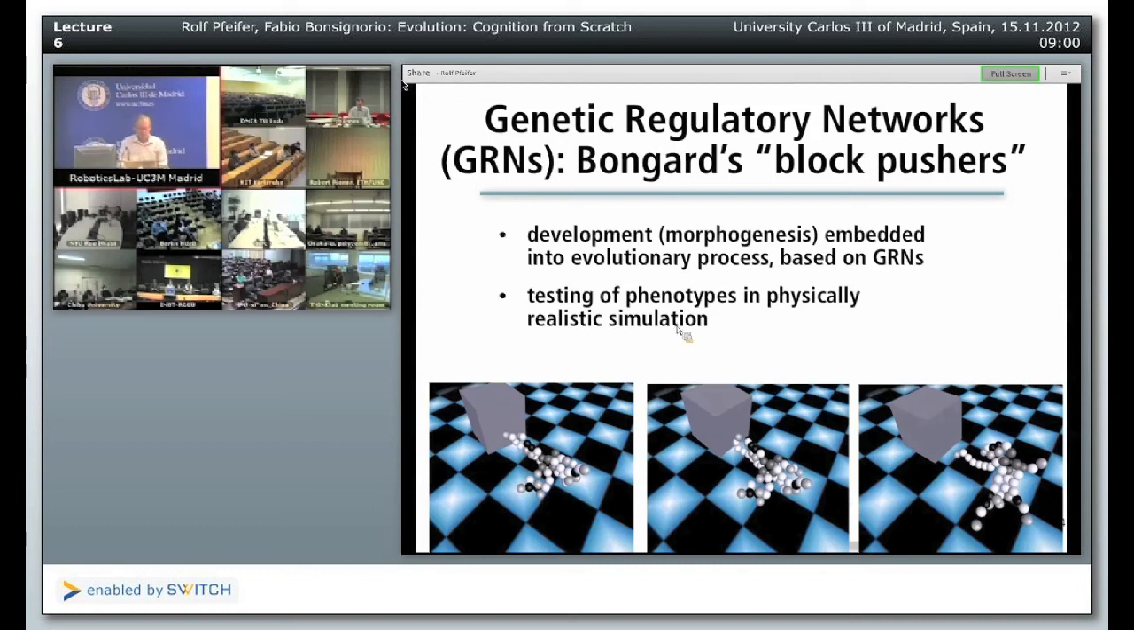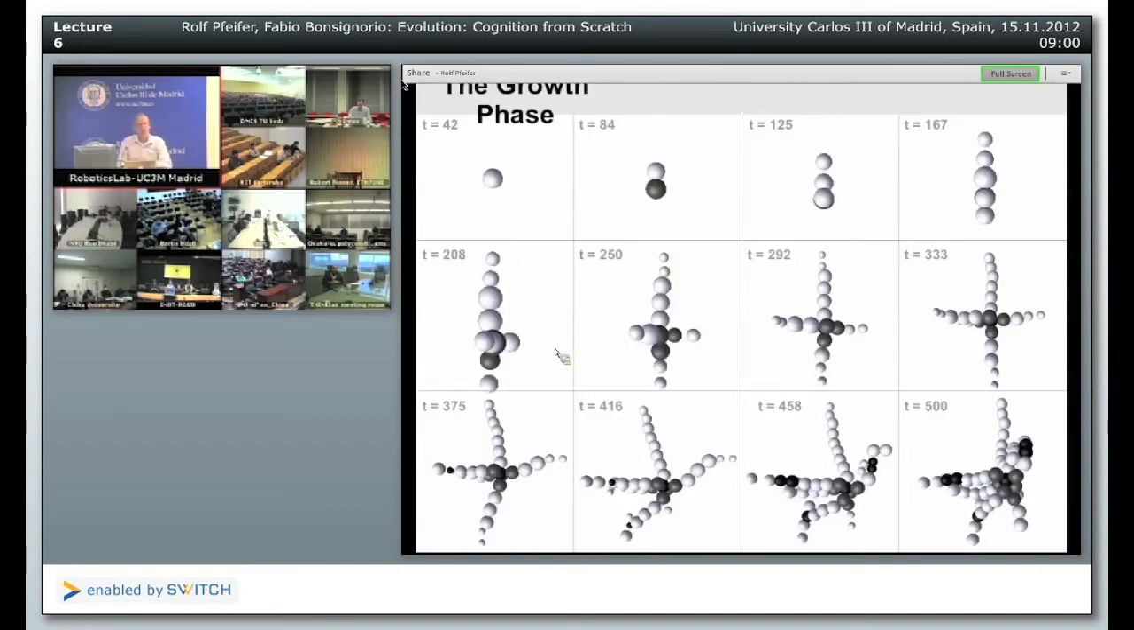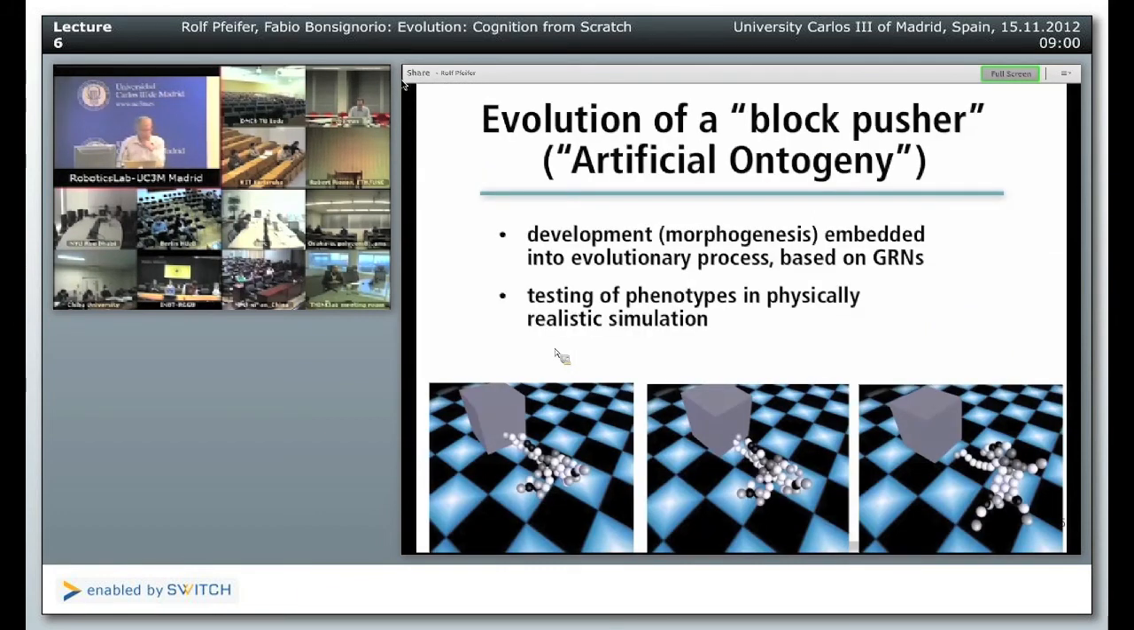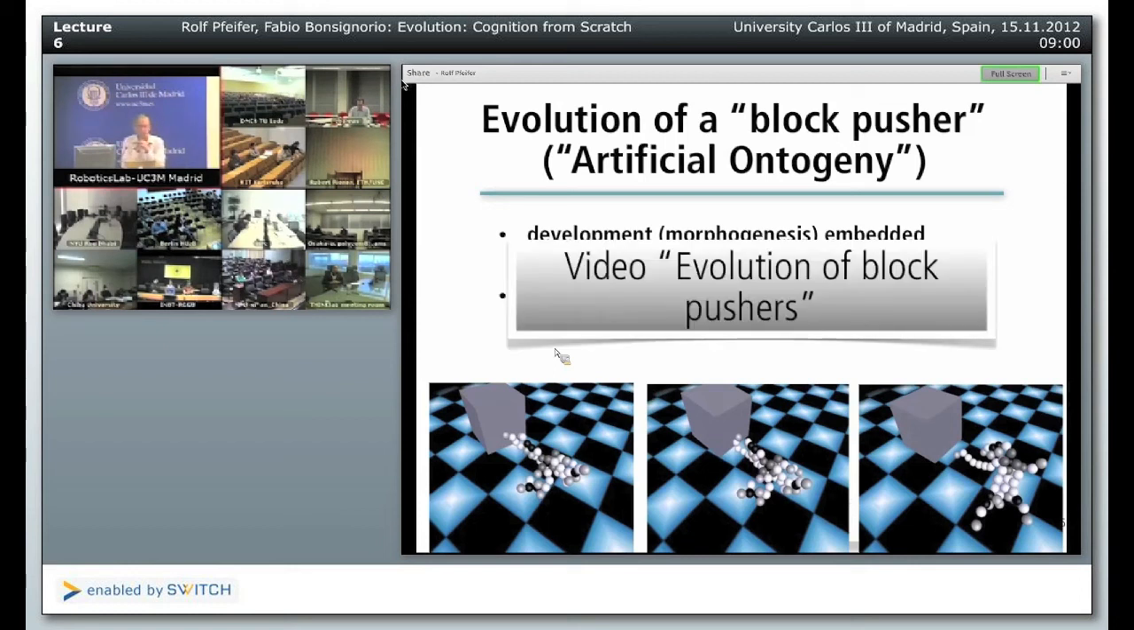And Josh Bongard, a couple of years ago, made very simple models of genetic regulatory networks, and he was trying to apply them to grow behaving creatures, so he had a developmental process which was guided by a genetic regulatory network, and he called his system artificial ontogeny, and one of the creatures that he evolved was called the block pusher. So there was a heavy block in a simulated environment, and the creature had to push the large block. So maybe we can have the video here on?